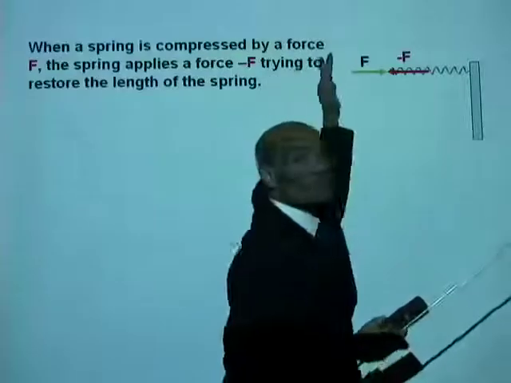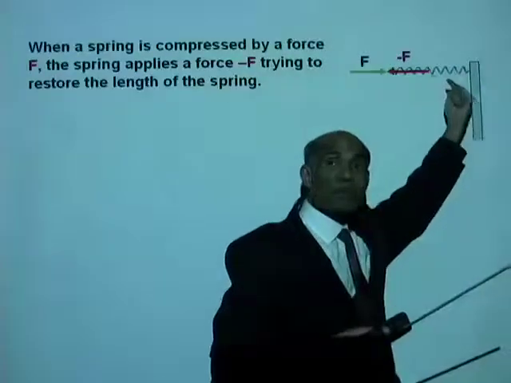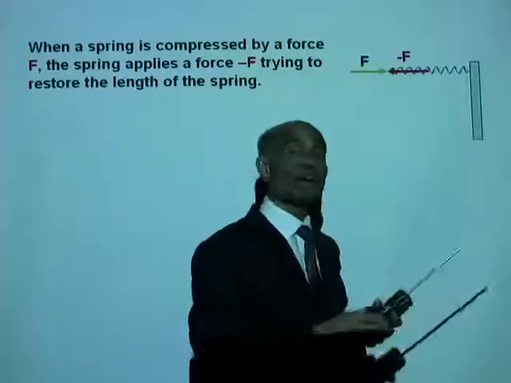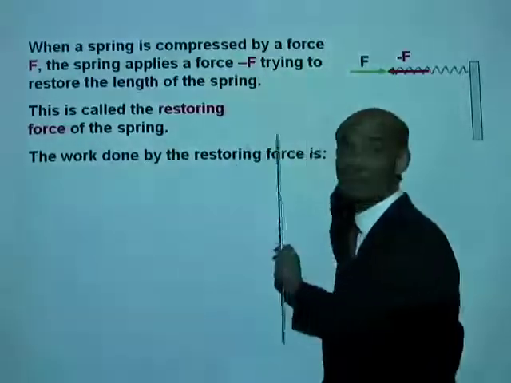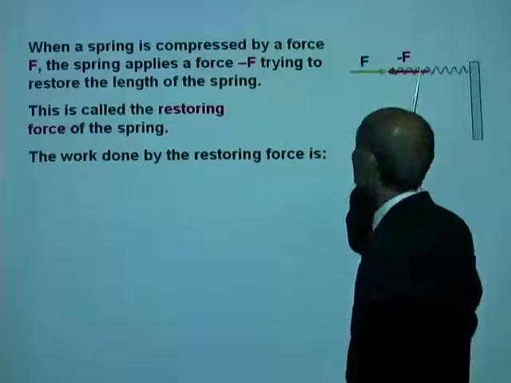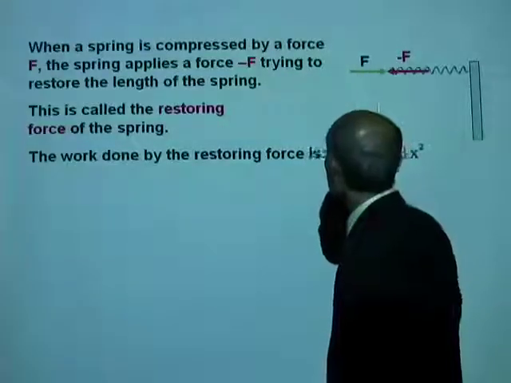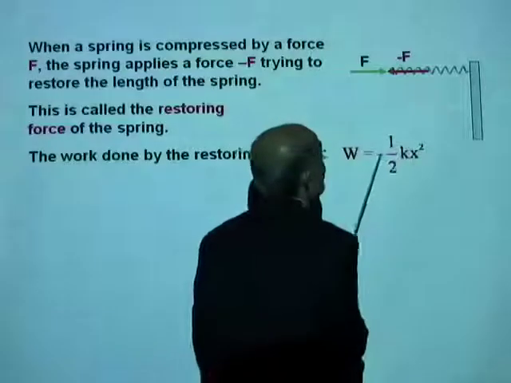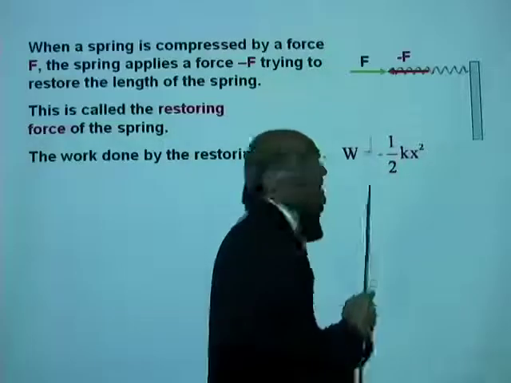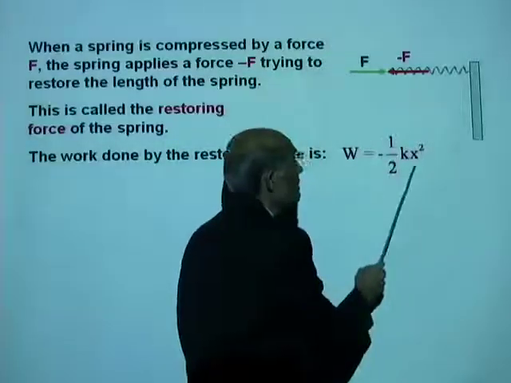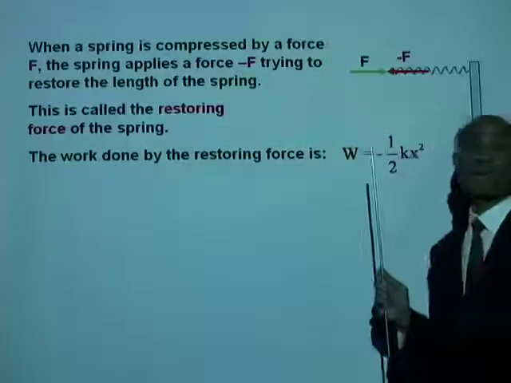So when you try to compress the spring, applying a force towards the right, the spring will apply a force in the opposite direction, and that is what we call the restoring force. Now, if the spring is compressed by a distance x, the work done by this restoring force, which is negative F, will be negative F times x, and you know that will be 1/2 kx squared. So the work done by the restoring force of the spring is negative 1/2 kx squared.